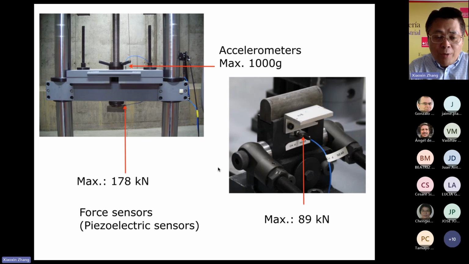For getting the loading point displacement, we use an accelerometer bonded on the upper surface of the hammer. The maximum acceleration is 1000 G, okay? For the reaction force from the support, the maximum is 89 kilonewton.